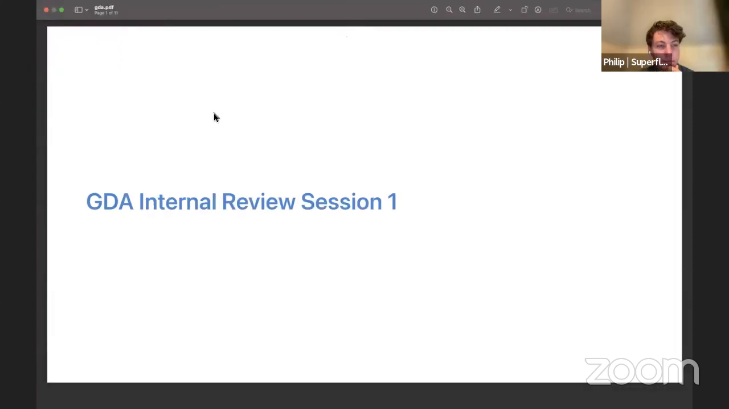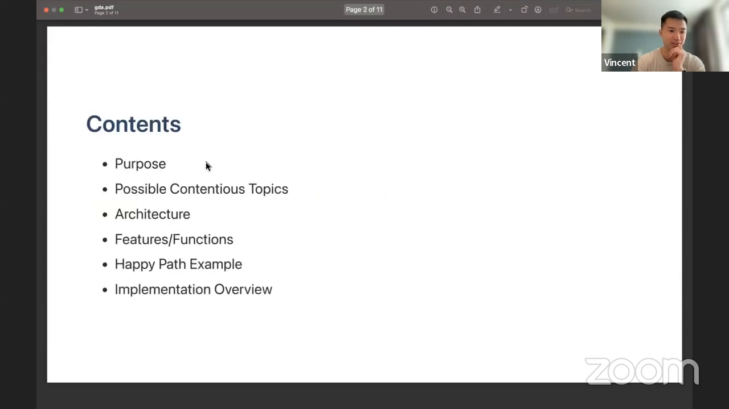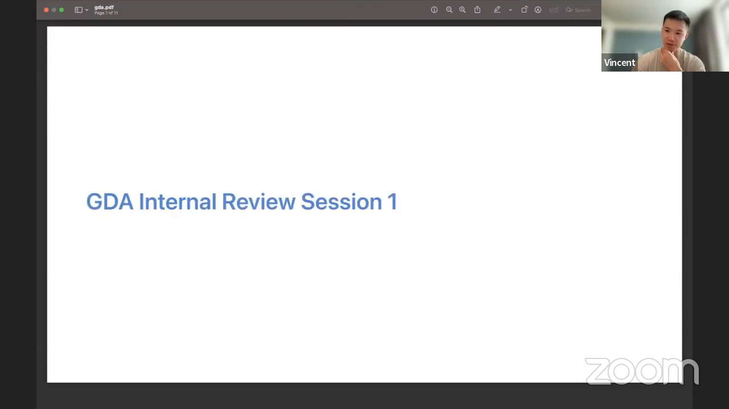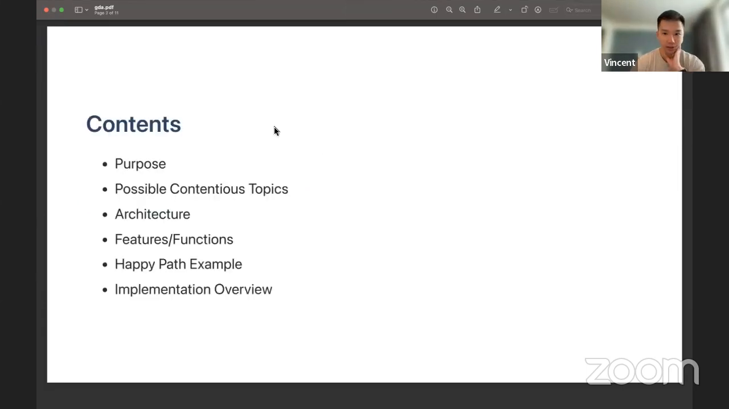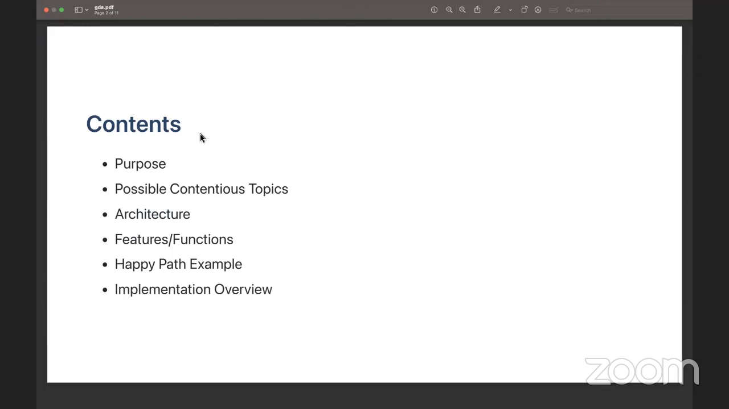Yes. Okay, good. Okay, so I'm going to start with GDA internal review session 1. It's going to be one of 3 review sessions. So just to give a quick rundown of what we're going to go over. So just starting with the purpose of this internal review session, then moving on to some possibly contentious topics, which we can shelve until the questions at the very end. I didn't put questions, but we'll go over that.